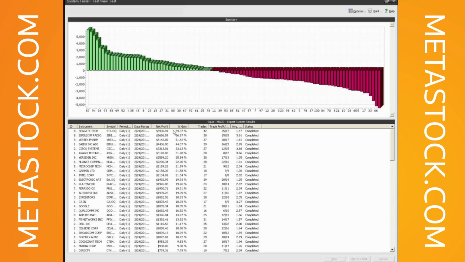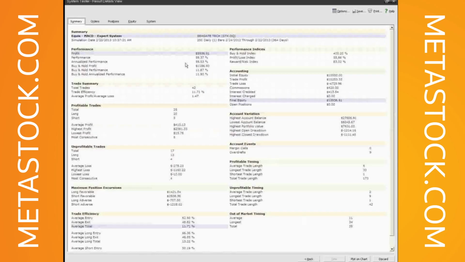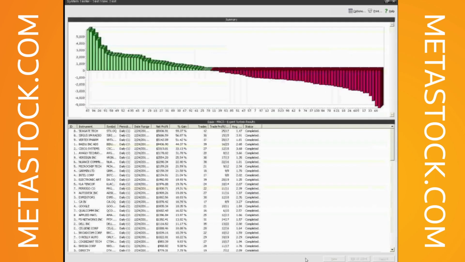Now, there's a whole report that you'd want to go into, and I think it's a little bit beyond the purpose of today's demo, but it does tell you exactly what your drawdowns would look like, what your profitable trades would look like, and there's a lot of really important information that you should look at before you decide you want to trade this. And we have other training videos on how to evaluate system testing and how to pick the best test for you.